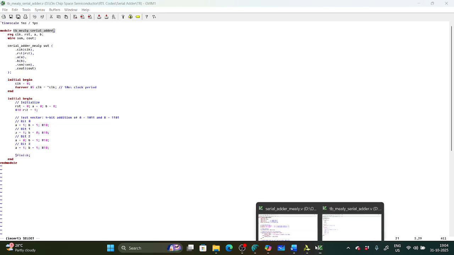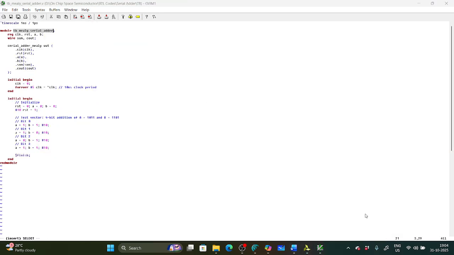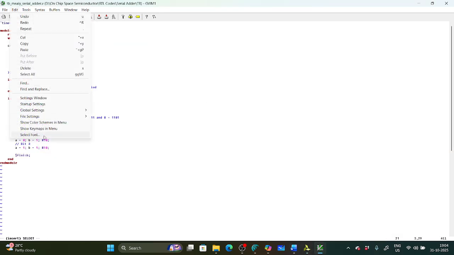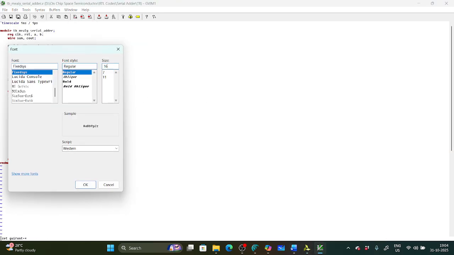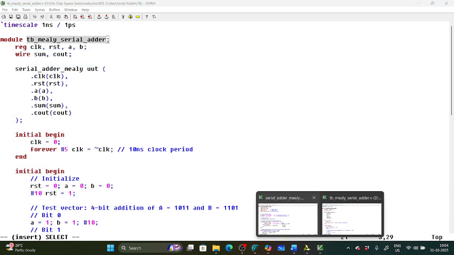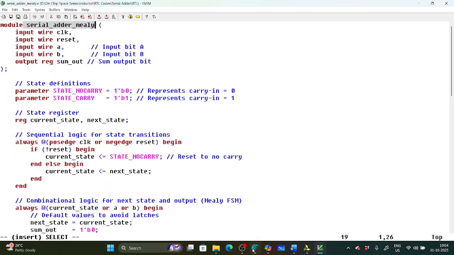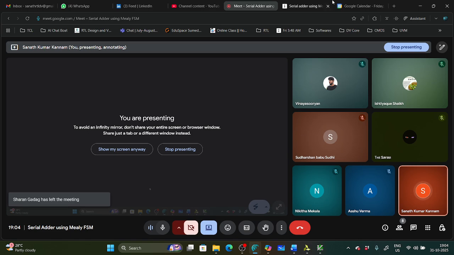First we are going to the programming. This font size I need to increase: Edit, select font size, and increase to 16. You see here, based on the state diagram only, I wrote the serial adder.